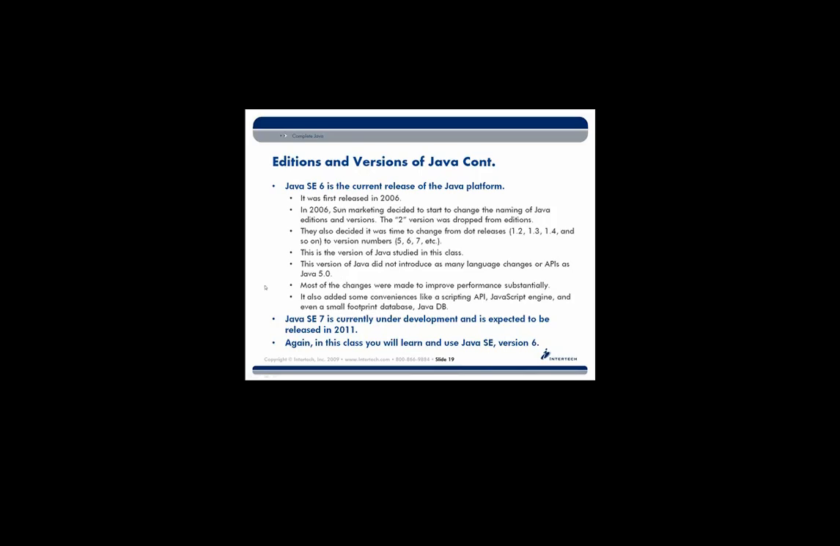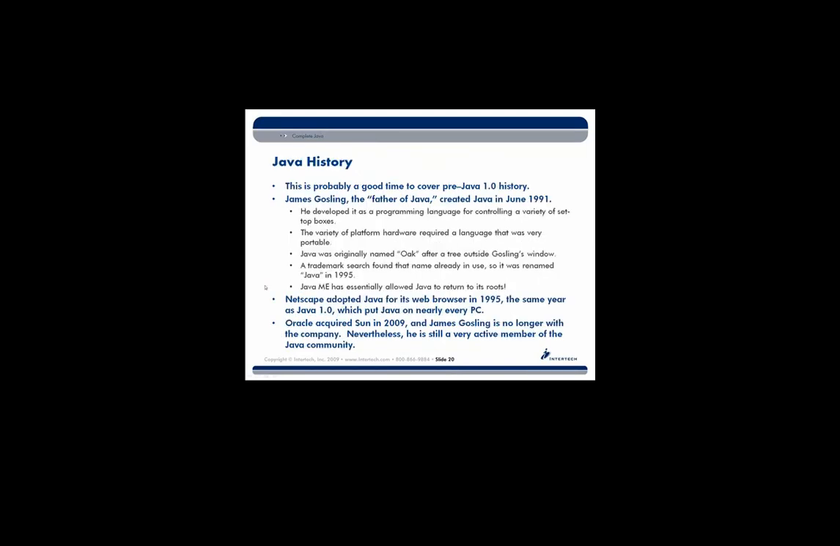This version of Java did not introduce as many language changes or APIs as Java 1.5, or Java 5. Most of the changes were made to improve performance. It also added some conveniences like a scripting API, a JavaScript engine, and even a small footprint database, a Java database. Java SE 7 is currently under development. We're expecting this to be released in 2011, and the current roadmap is actually hoping that we'll see Java SE 8 in 2012. But for the purposes of this class, you're going to be learning and using Java SE version 6.